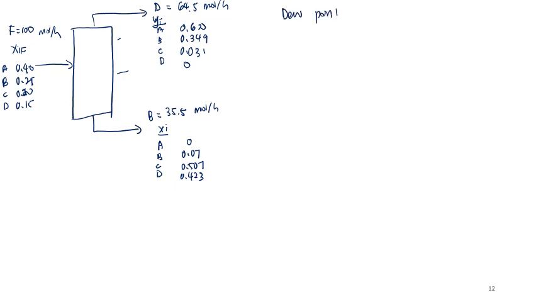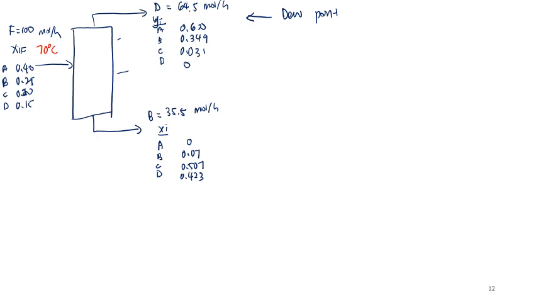Dew point of the distillate product. As usual, you have to guess the temperature. Just now you have calculated the boiling point of the feed, and the boiling point of the feed here is 70 degrees Celsius. So we have to assume a temperature lower than 70 degrees Celsius for the dew point. And also for the bottom, it has to be greater than the two temperatures.